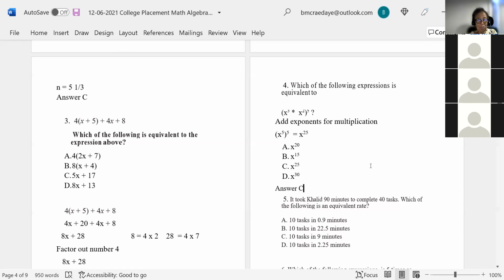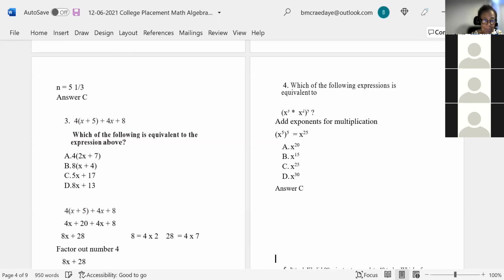Just remember the rules. When you're multiplying exponents, you add the powers. And if you're dividing, what do you do with the powers, Vanessa? Subtract. Division, you subtract the powers. Multiplication, you add the powers. But they must have the same base. For the math test, they like to bring these.